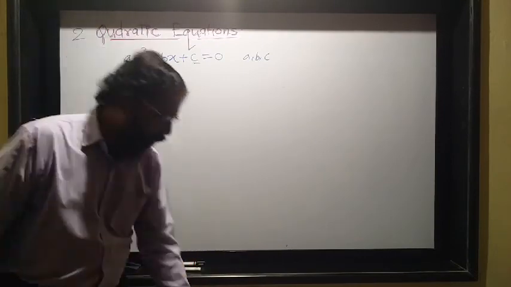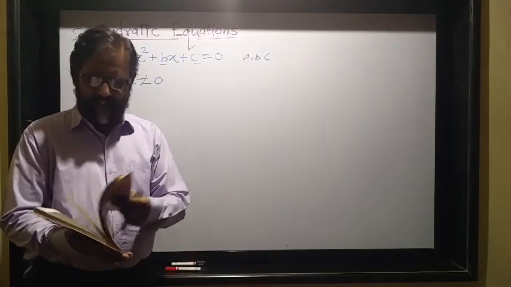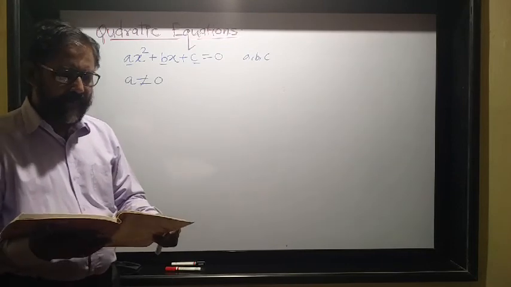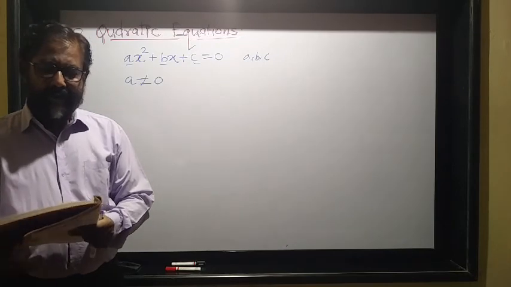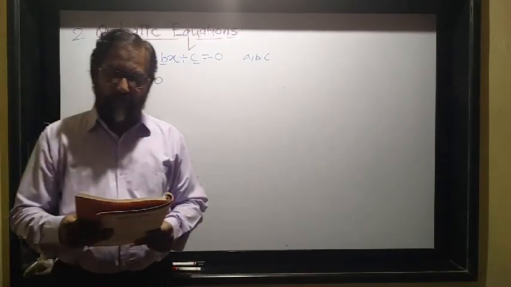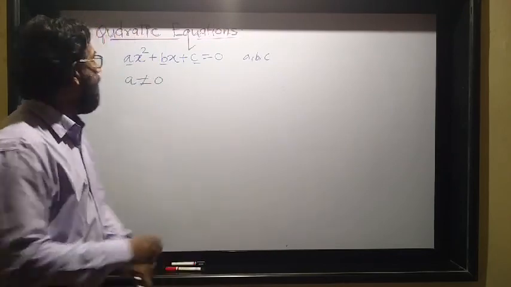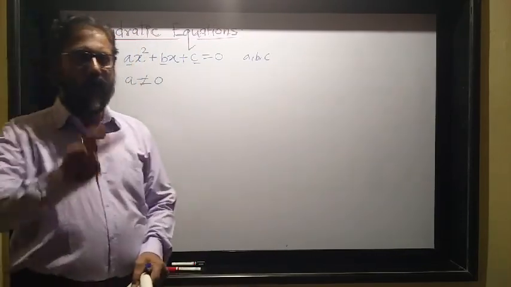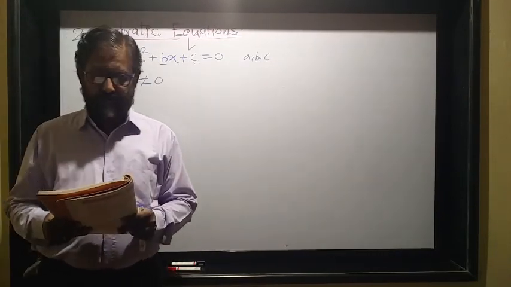Here we want to understand. Please see your textbook, and there you will find the quadratic equation. Here it is mentioned the equation involving one variable and having maximum index. This maximum index is 2, not 3, not 1. The maximum index 2.